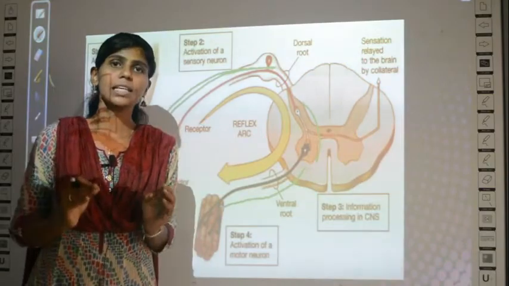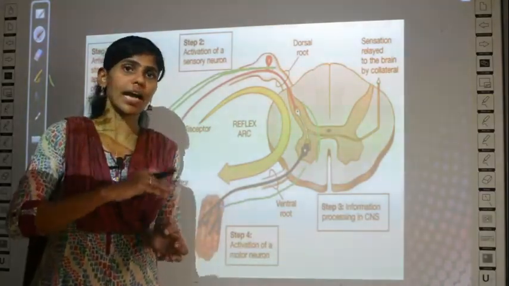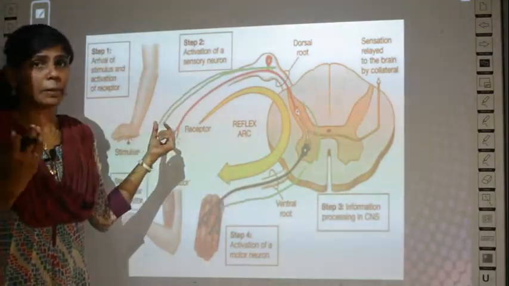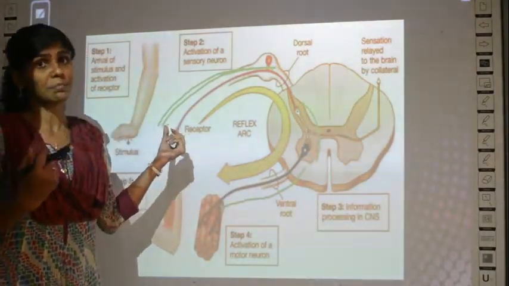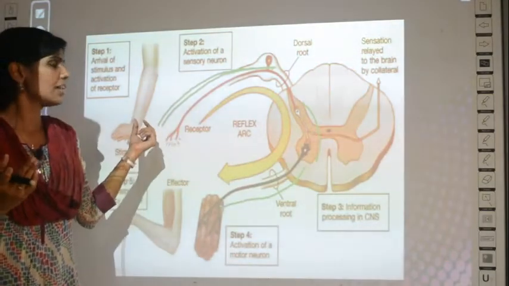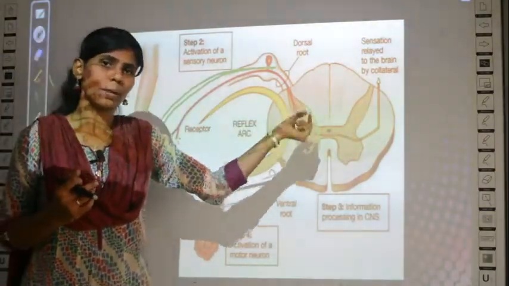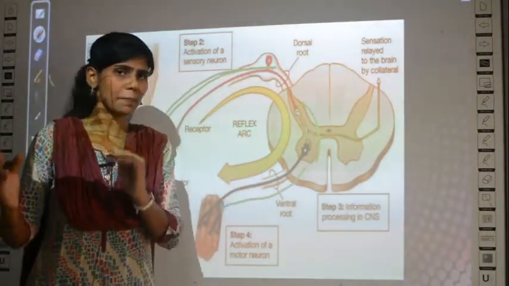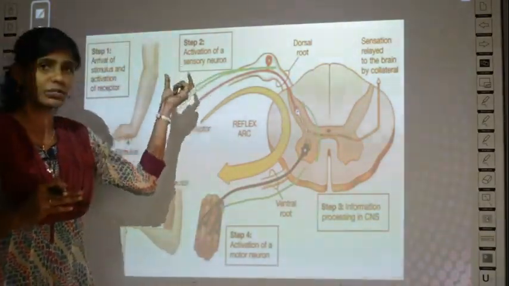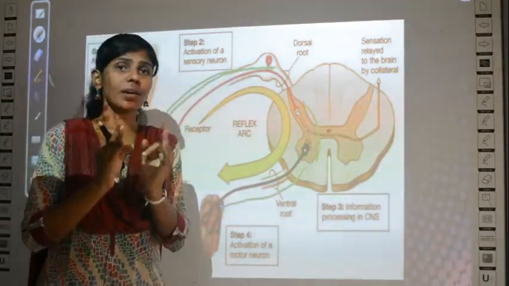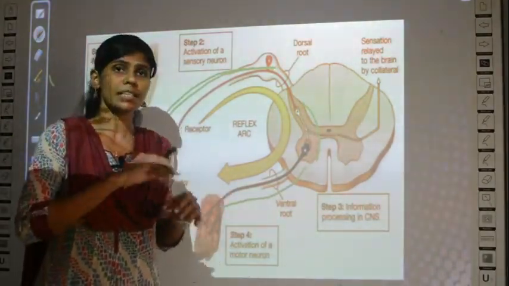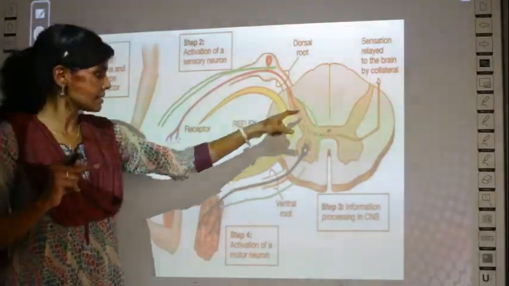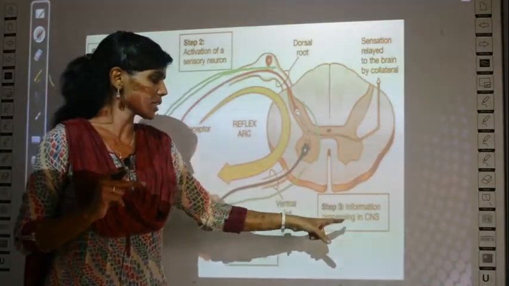Activation means the signals are passed from your hand to the brain. The receptor, that is the pain signals in your receptors in your hands, will send the message to the brain that something has pricked you. Activation means just passing over the messages. So the second step, activation of the sensory neuron, means the sensory neuron now works by passing the signal from your receptor to the brain. And the third step is information processing in CNS.